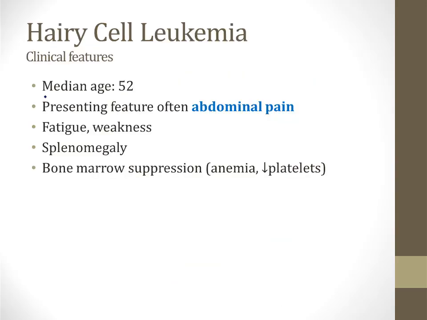The median age at diagnosis for this leukemia is 52 years, and the presenting feature is often abdominal pain from a massively enlarged spleen. Patients can have nonspecific symptoms like fatigue or weakness, and splenomegaly is usually appreciated on physical exam. There may also be evidence of bone marrow suppression, including anemia and low platelets.